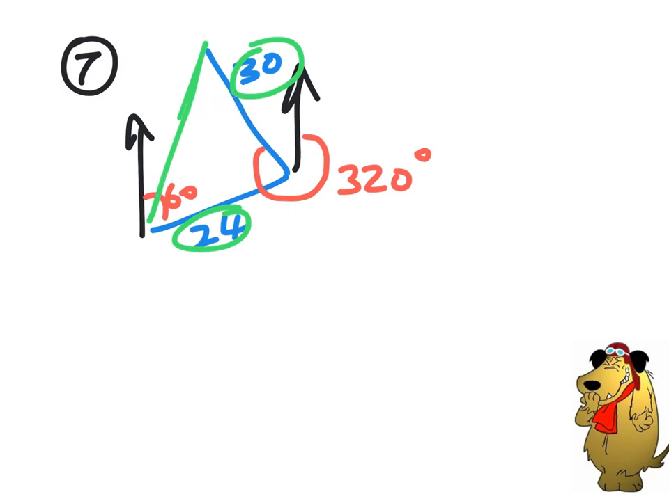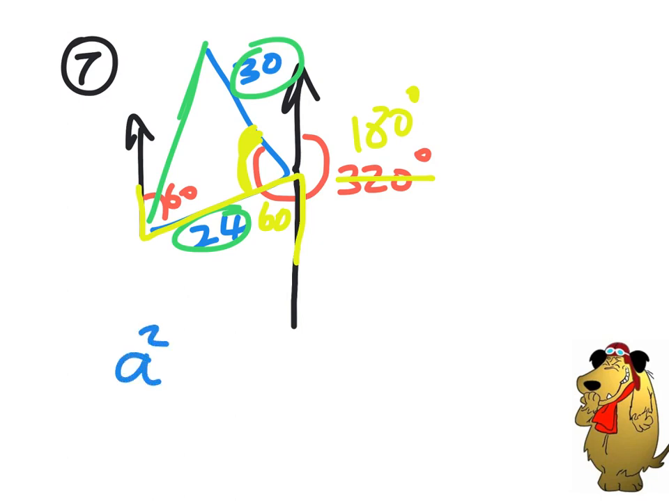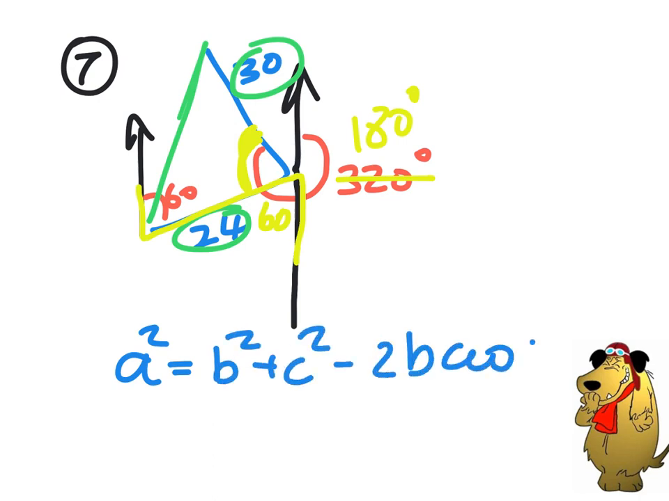Or are we? Because if I extend this line down here, then what I've now made is a Z angle. So I know that this little angle here is 60. So if I go halfway round, it's going to be 180. Then I've got 60. That means I can actually work out what that part there is. And once I've got that angle inside the triangle, I can use the cosine rule. A squared equals b squared plus c squared minus 2bc cos A.